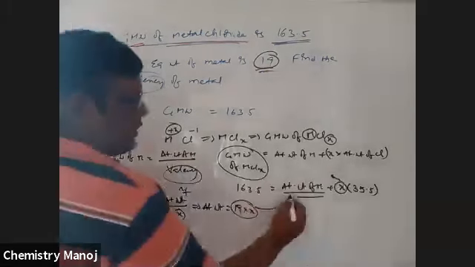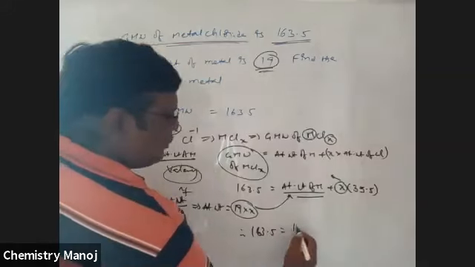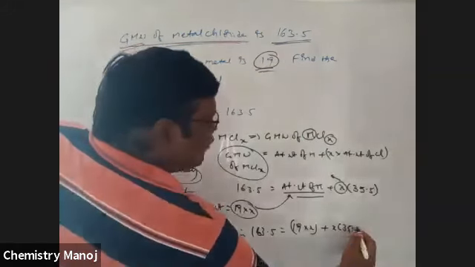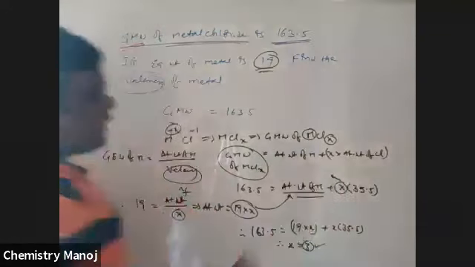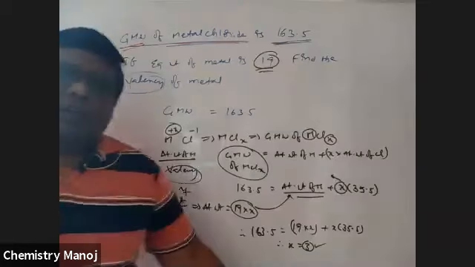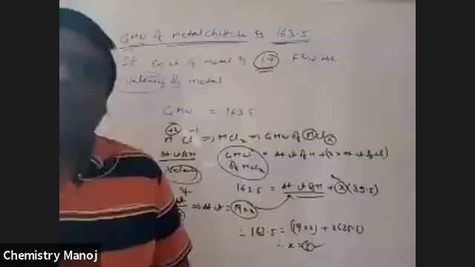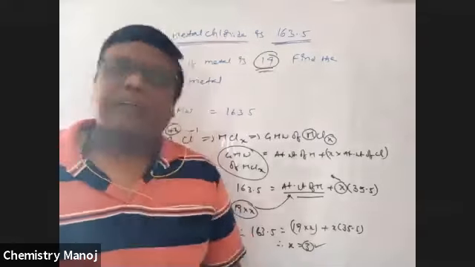Then I substitute this value here. Therefore, 163.5 is equal to 19 into x plus x into 35.5. Therefore, altogether x is equal to 3. Now that is the valency. Is this clear at least? Okay. Thank you.